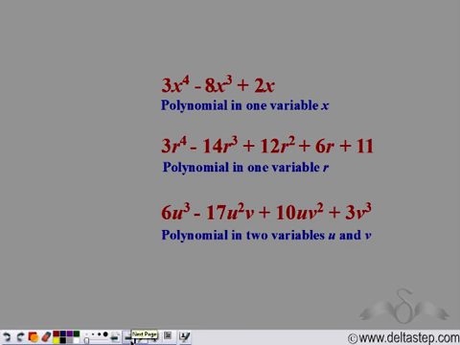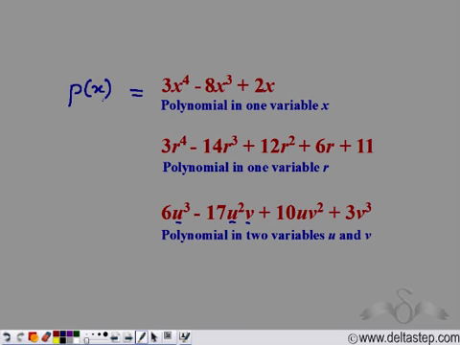Similarly, this can be called a polynomial in one variable r. This can be called a polynomial in two variables u and v because it has two variables u and v. Now we can denote this polynomial by any letter. Say we take p and we write the variable within brackets. So p(x) denotes this polynomial in one variable x.